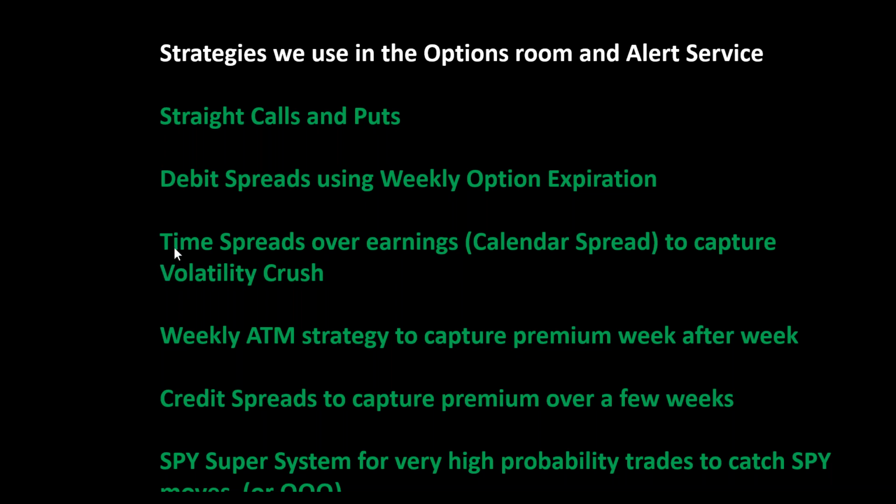Another strategy we use is what's called time spreads over earnings. These are calendar spreads. We do these to capture volatility crush. This is a non-directional trade. We're looking for the earnings to come out. We don't care which way the trade moves. We just want it to move inside of what the expected range is. So if they're expecting a 5% move in the stock, we want it to stay less than 5% to the upside, less than 5% to the downside.